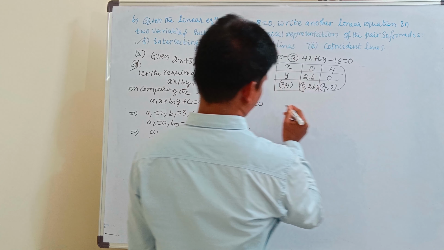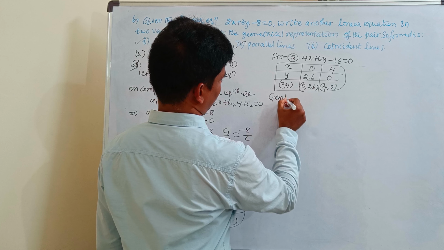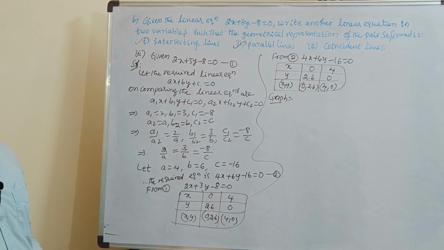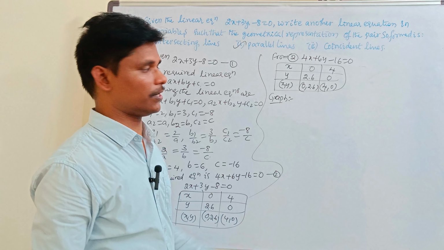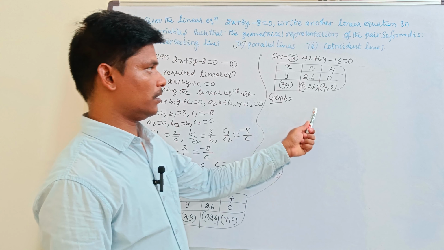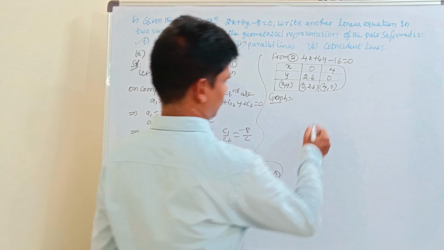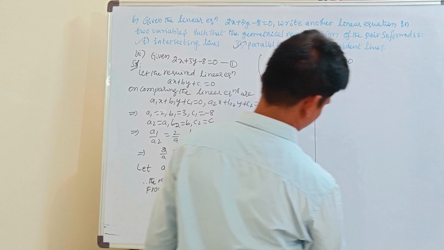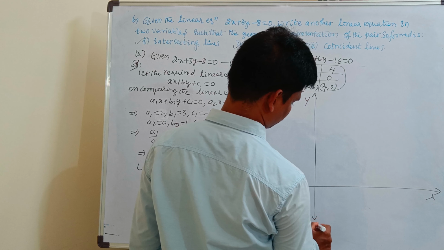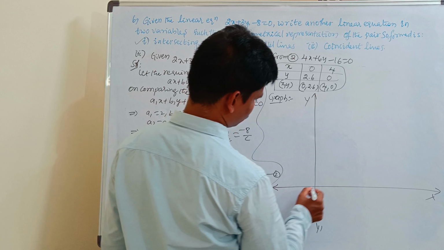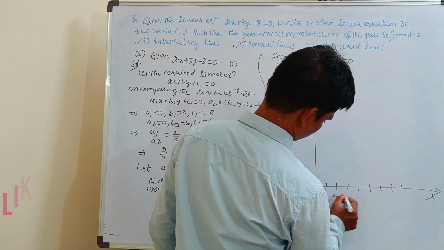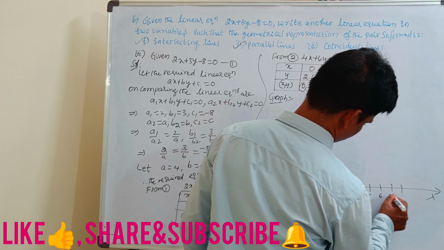Okay. Next the graph. Here the graph of the two linear equations is coincident lines. Coincident lines means infinite number of solutions, that is a consistent system. See here, take the x-axis and y-axis, 1, 2, 3, 4, 5, 6, 7, 8.